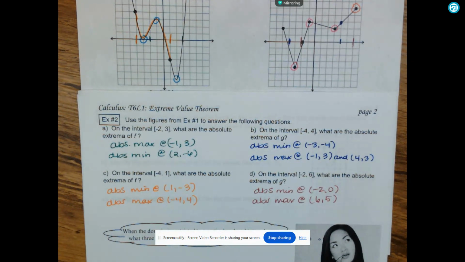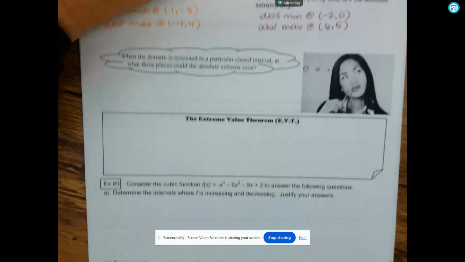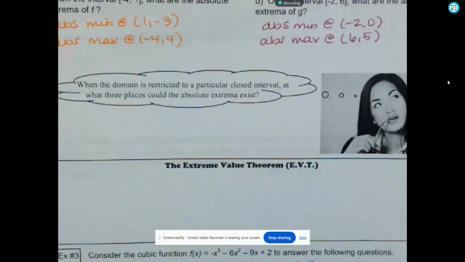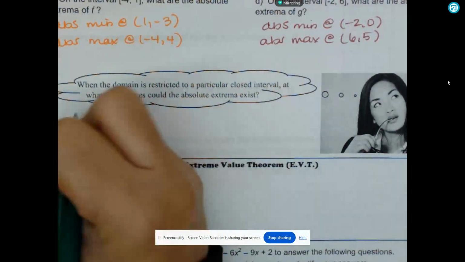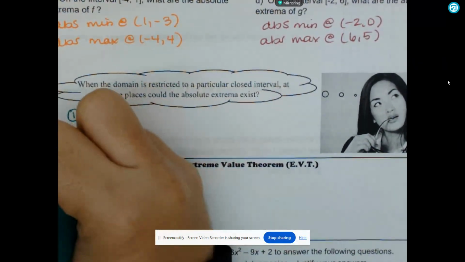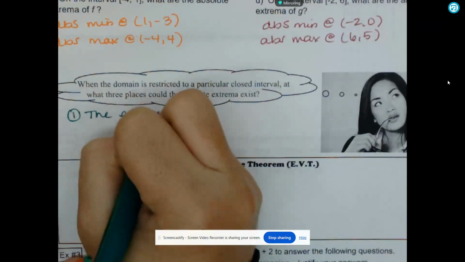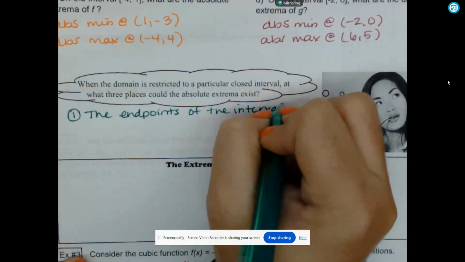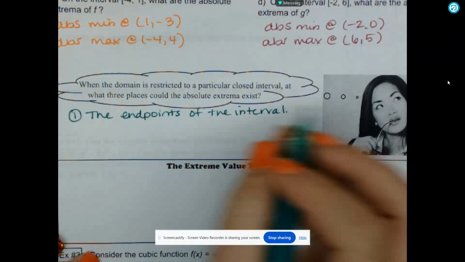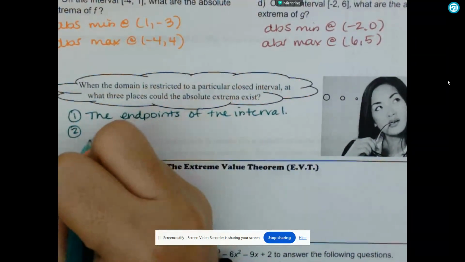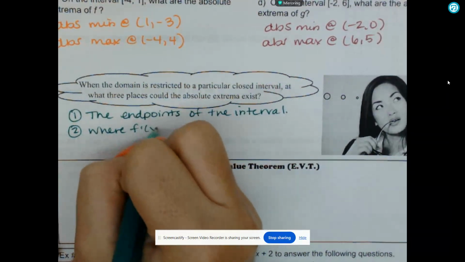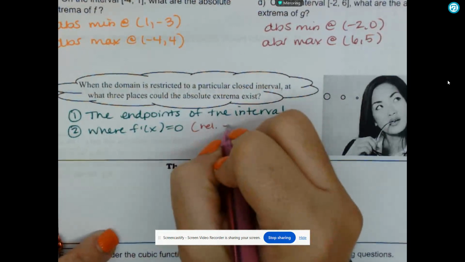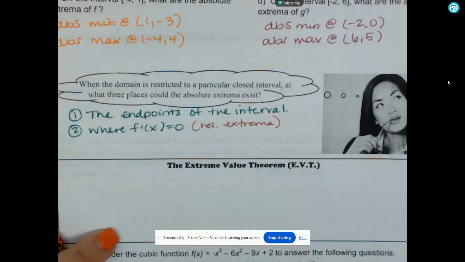All right. Okay, when the domain is restricted to a particular closed interval, at what 3 places could the absolute extrema exist? All right, well, we just said it could be the endpoints of the interval. Okay, we already know it could have been where f prime of x equals 0. That's what we consider our relative extrema, right? That's from past.